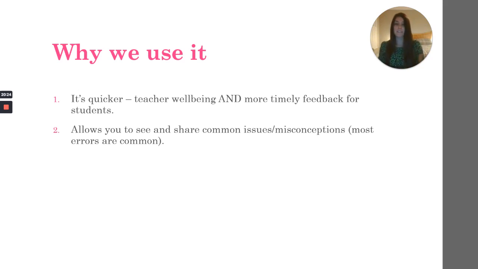Whole class feedback allows you to see and share common issues and misconceptions, and most errors are common across a class. Generally speaking, there's a common misconception across the group of students. Unique errors are rarer than we think they are, actually. And by collating it together in this way, you see those common issues and misconceptions in a way that you probably wouldn't if you were diving your way through a whole set of books.